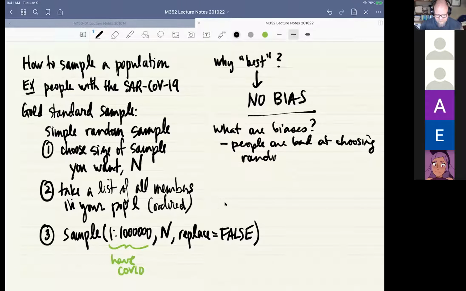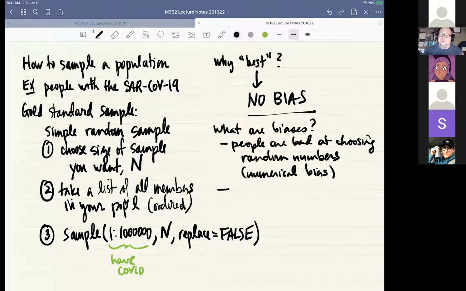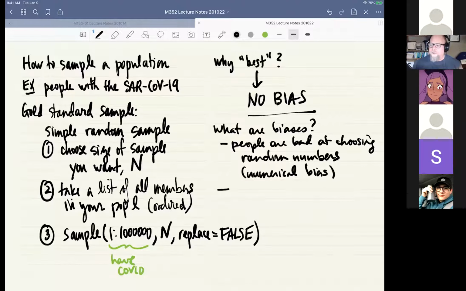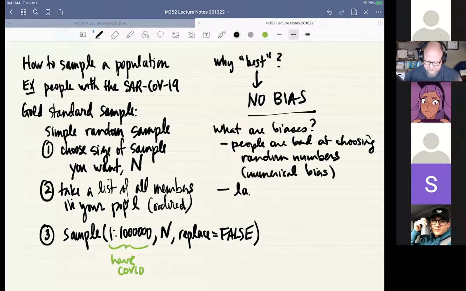Yep, so people are bad at choosing random numbers. Okay, so that's a numerical bias. Good. Anybody else have an example of a bias? Only choosing from one page of the list if you're doing a physical list. Yeah, right. Laziness, right? Only choosing from a part of your list.